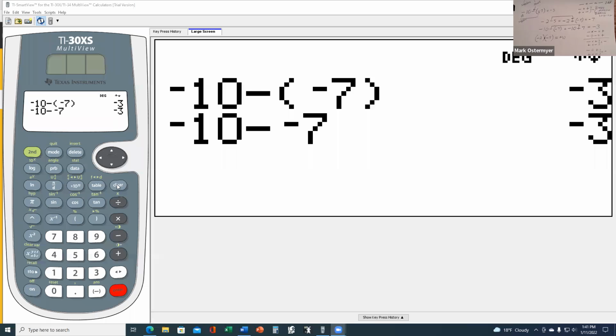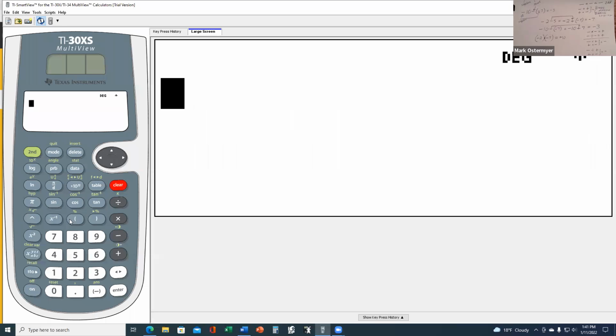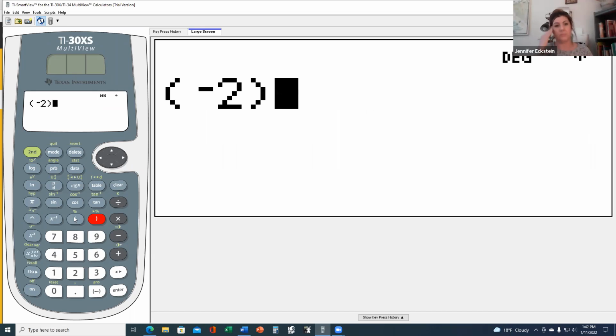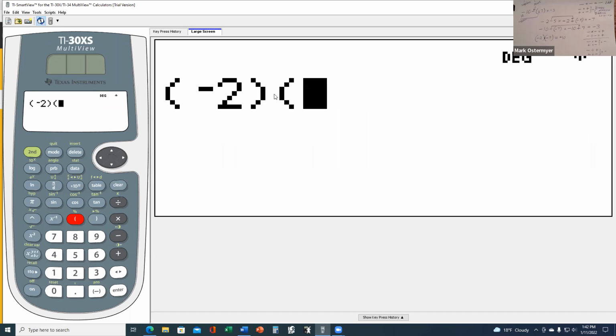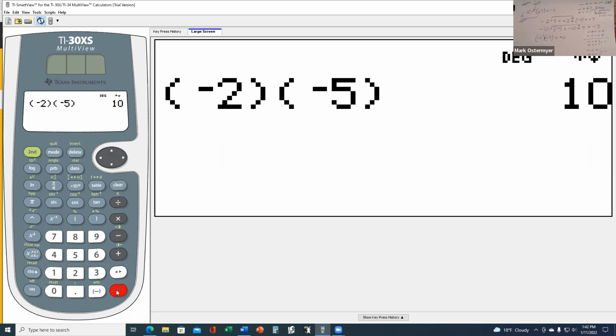All you do is clear your screen. You can use parentheses if you want. Open parenthesis, -2, closed parenthesis. You don't even have to put times in between the parentheses. You can just hit another open parenthesis. Your calculator understands that it's multiplication in between the parentheses. And it says type in -5, closed parenthesis. Your calculator will take care of business now. Hit enter, and you get positive 10. Everybody see that there? We just multiplied 2 negative numbers together.